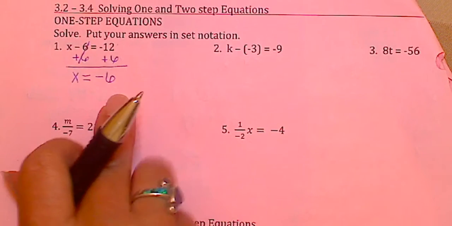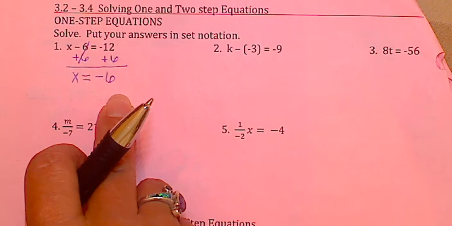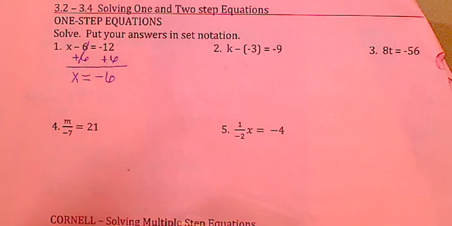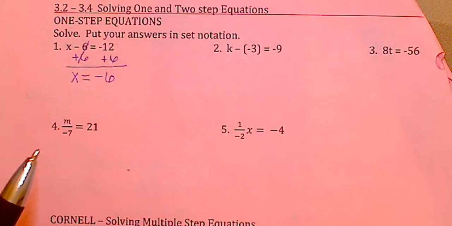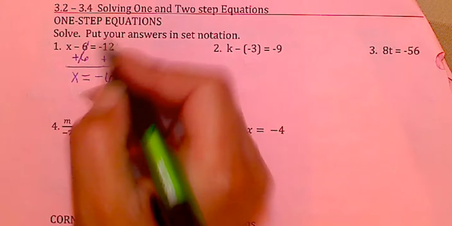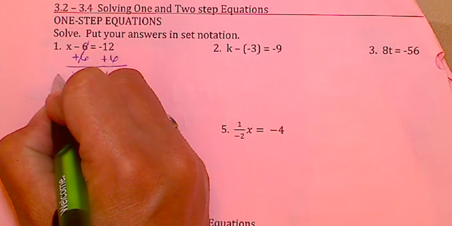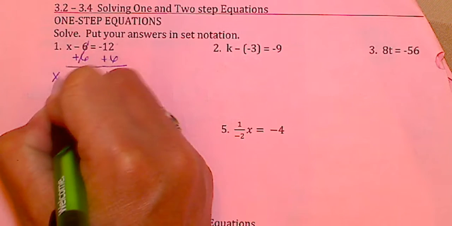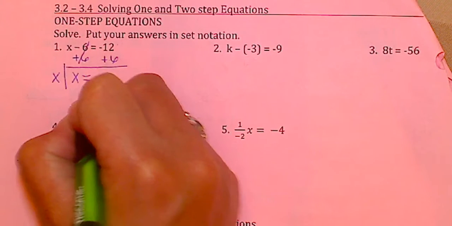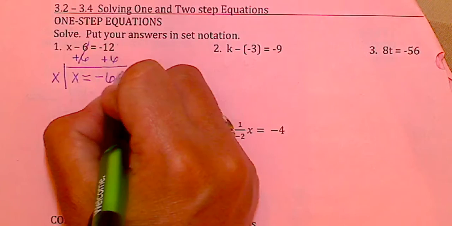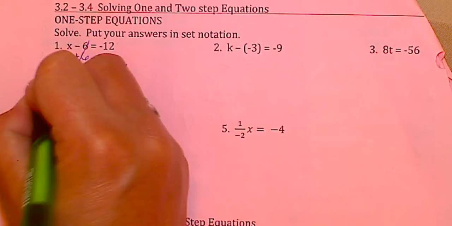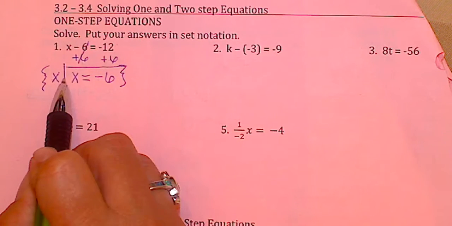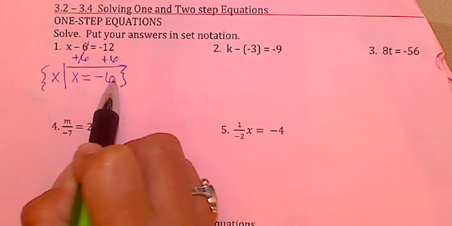Now this isn't good enough for Algebra 1. We're going to put these in set notation. Set notation is just a way to fancy this up. It's a more formal way. So what we say is that I solved for x and x equals negative 6. And then we put brackets around the outside. That's not really how you read it, but it's x such that x equals negative 6.